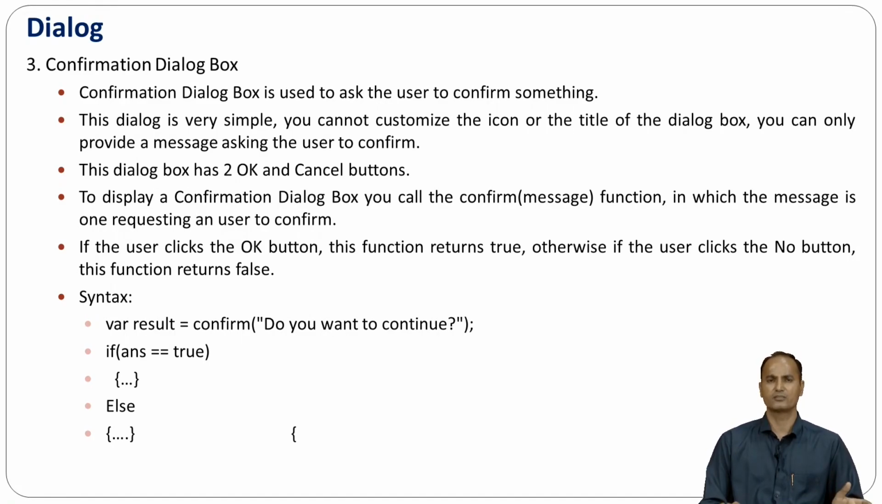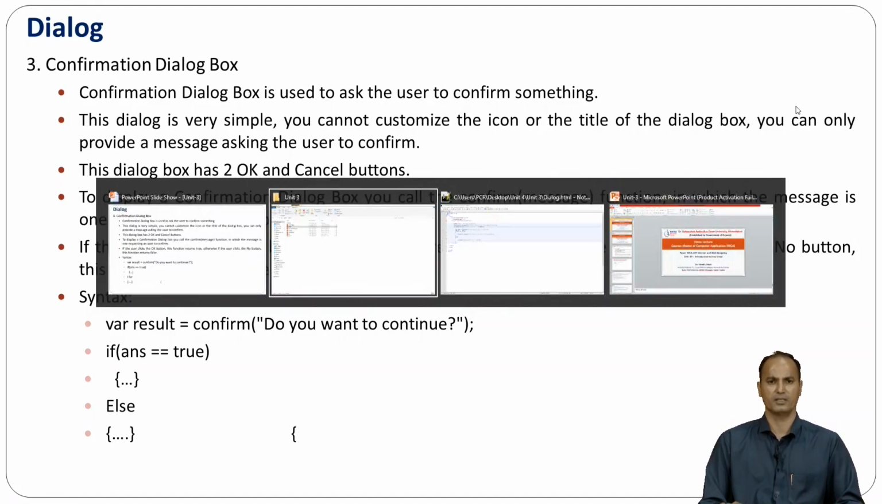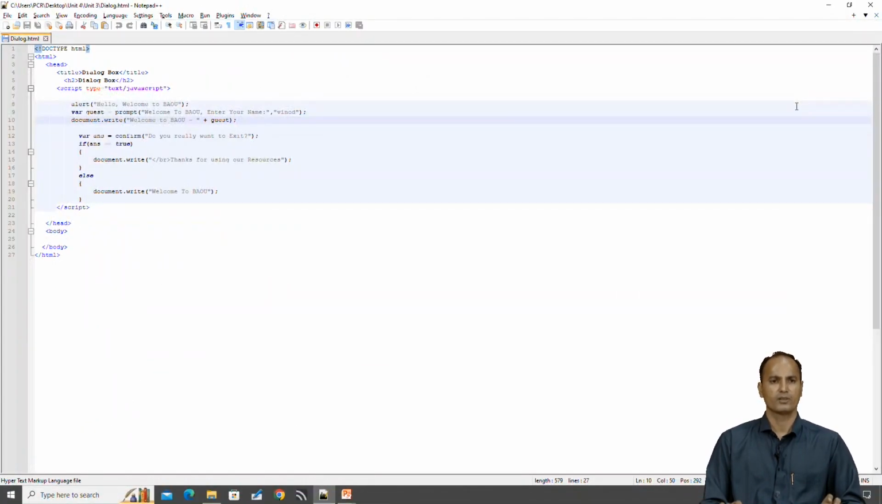Otherwise, just the else block is going to be executed. So let's have a look at the confirm dialog box practically. After the prompt dialog, we have a confirm dialog. See, we have a variable answer is equal to confirm.